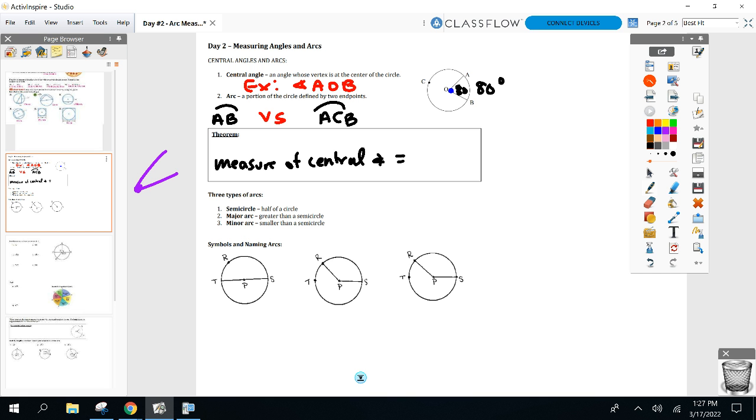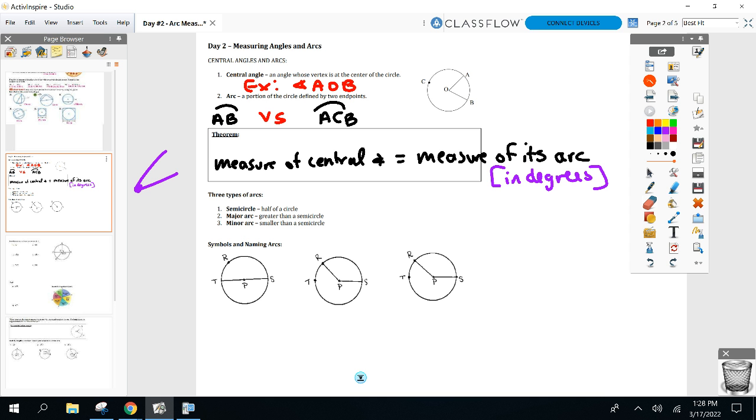The measure of the central angle is equal to the measure of its arc. And make sure you make a note when we say measure of the arc, in degrees. So whatever the central angle is, it's the same exact degree measure as the arc that it belongs to. Questions? We measure arcs in degrees here.